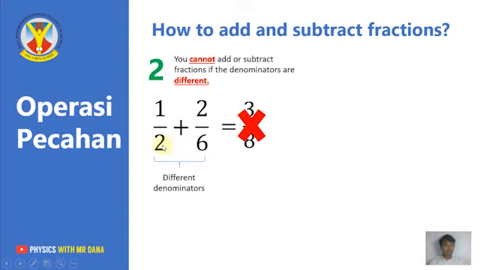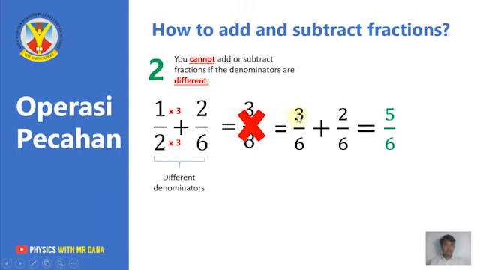Of course you know that 2 can be 6, right? Yes, 2 can be 6 by multiplying 2 by 3, you will get 6, which is the same as the 6 here. So what you need to do is multiply 2 by 3, and to make it fair, you need to multiply 1 by 3 as well.